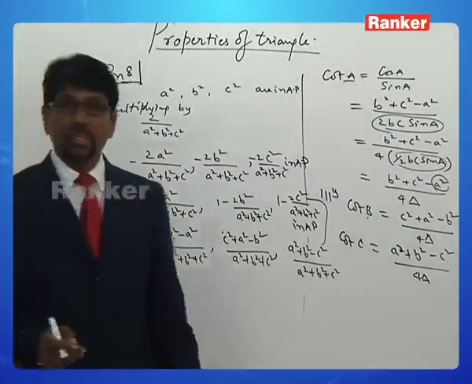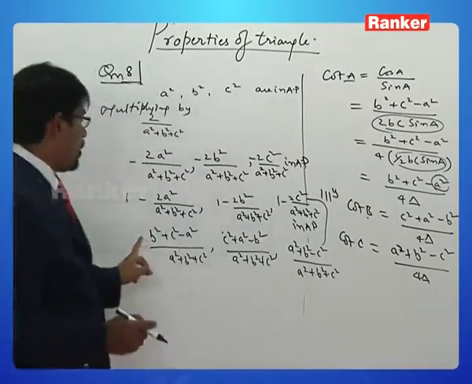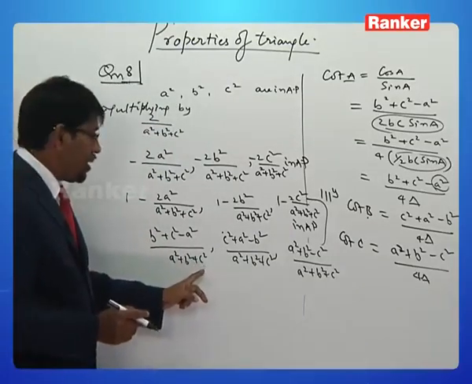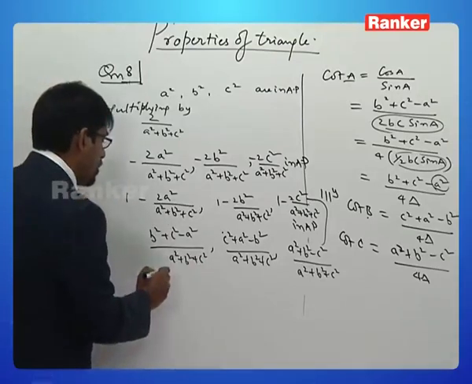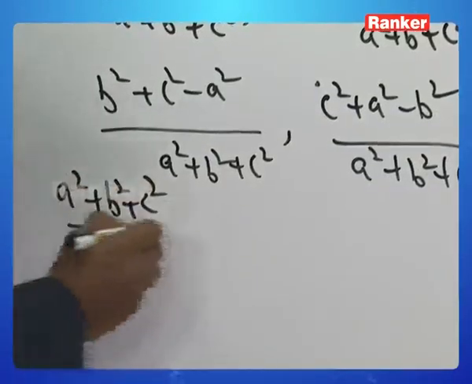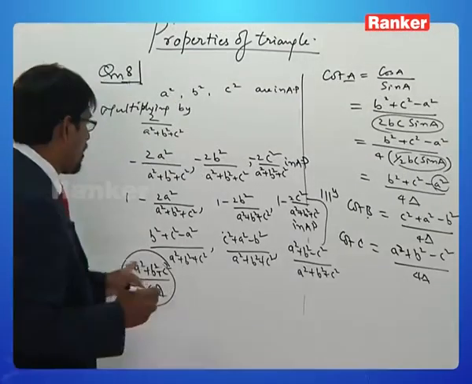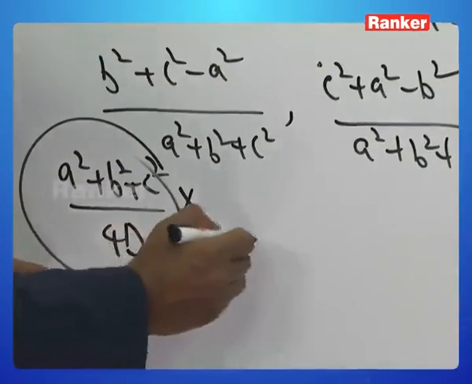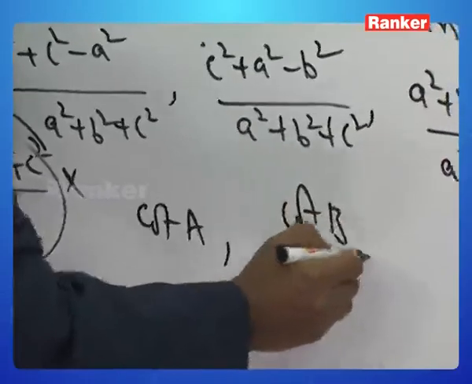Now, what I will do is, how do we think we can get this? You multiply throughout by a square plus b square plus c square and divide by 4 delta. So, multiplying throughout by a square plus b square plus c square by 4 delta, then what do we get? If you multiply each term with that, we will get cot A here, and cot B here, and cot C here.